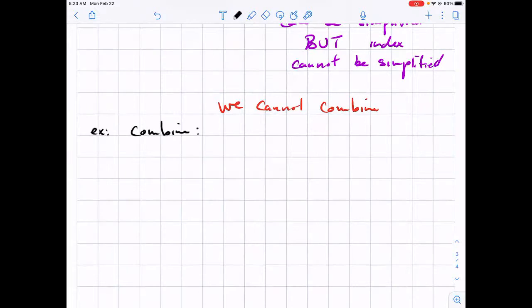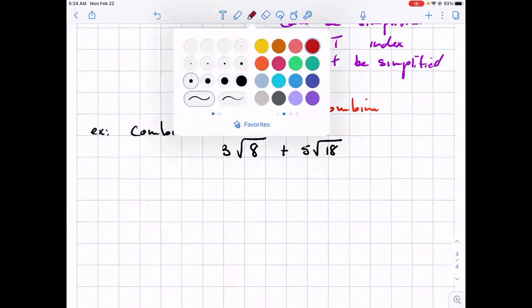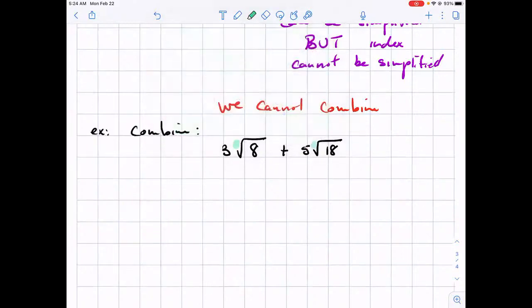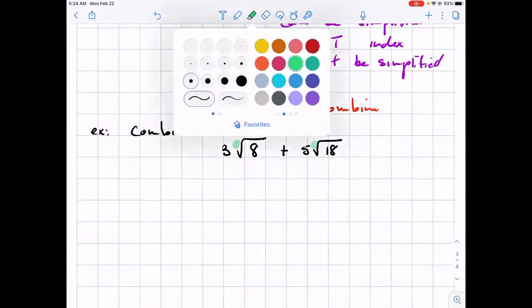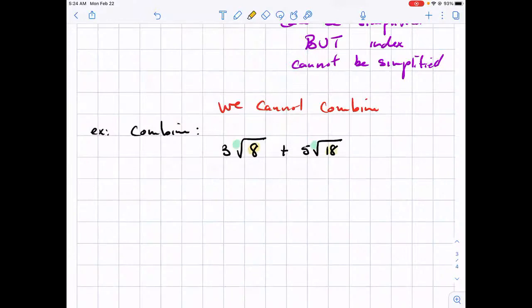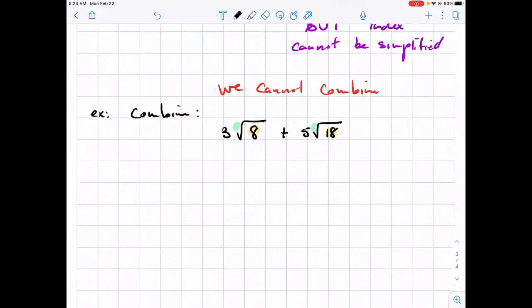How about if I have, so combine. What if I have 3 times the square root of 8, plus 5 times the square root of 18? So notice here, my index are both square root. So once the index are the same, then you can try to simplify. Now, if you notice here, my radicands are different, but 8 can be simplified. We know this. So we can simplify this.